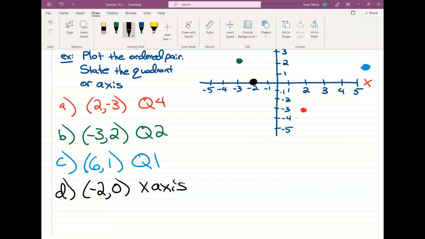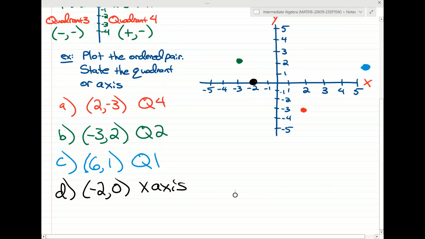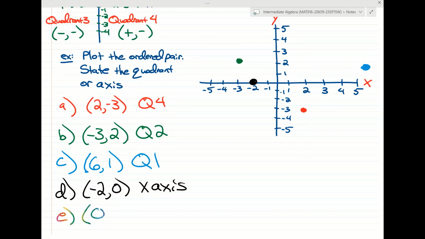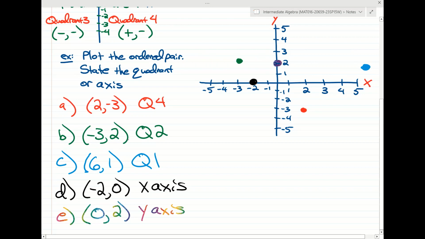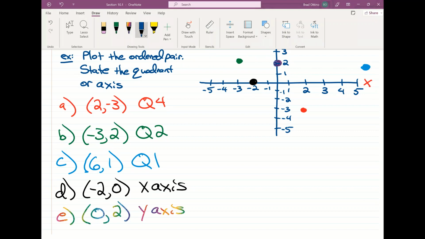And then if we switch the points, use a rainbow color. All right, so let's say 0, 2. 0, 2 is right here. All right, and that's along the y-axis. So that's our coordinate plane and how we label points.